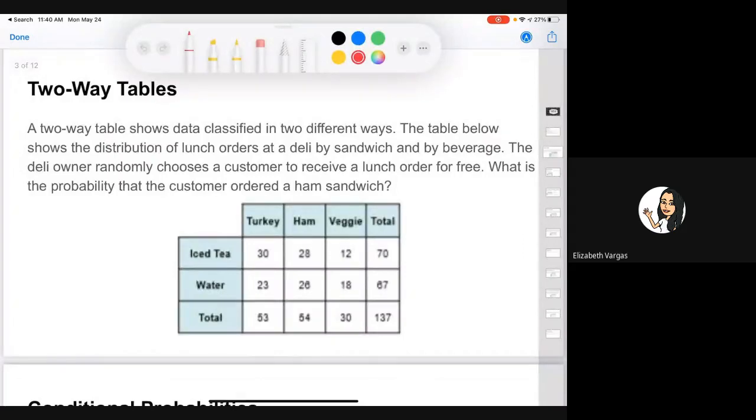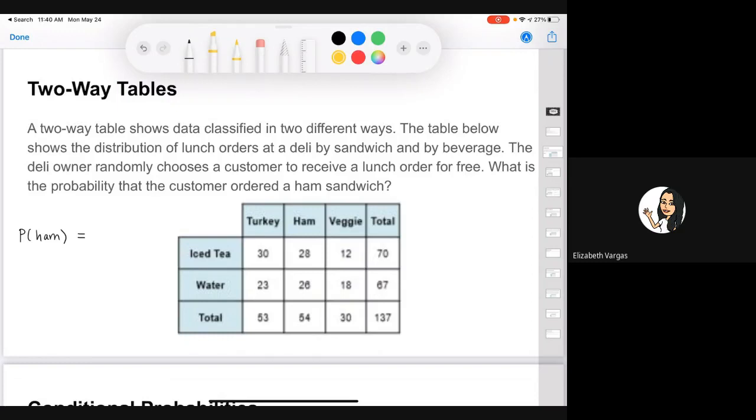It says a two-way table shows data classified in two ways. So basically, it's data classified like this. The table below shows the distribution of lunch orders at a deli by sandwich and by beverage. The deli owner randomly chooses a customer to receive a lunch order for free. What is the probability that a customer will order a ham sandwich? So I'm looking for the probability that the person who orders it will have ordered a ham sandwich.